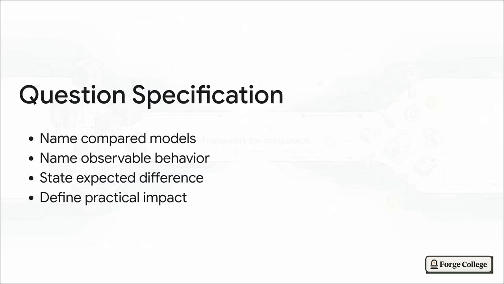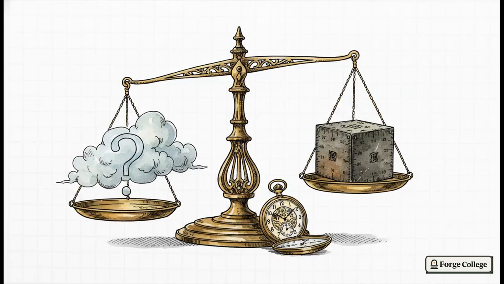Let's break these down. In phase 1, our research questions need to be incredibly specific, like laser-focused. We have to name the models being compared, pinpoint the observable behavior, state the expected difference, and define the real-world practical impact. A quick warning, though, keep these questions super narrow. Try to avoid those sweeping philosophical statements like, which model is better? I mean, it's a great question for a late-night debate, but it will absolutely ruin a data-driven experiment before you even get started.